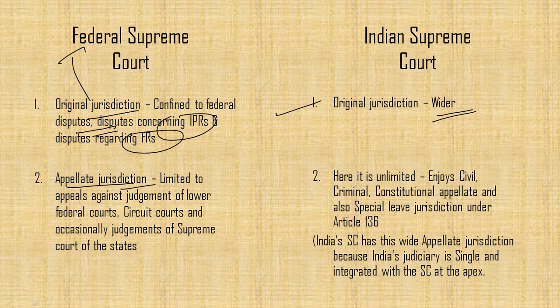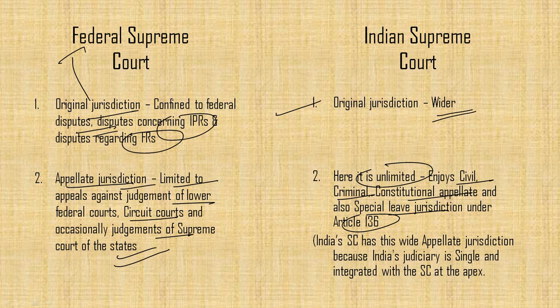The appellate jurisdiction here is limited to appeals against judgments of lower federal courts, circuit courts, and occasionally judgments of the Supreme Courts of the state, whereas here it is unlimited. That is, they enjoy civil, criminal, constitutional appellate and special leave jurisdiction under Article 136.